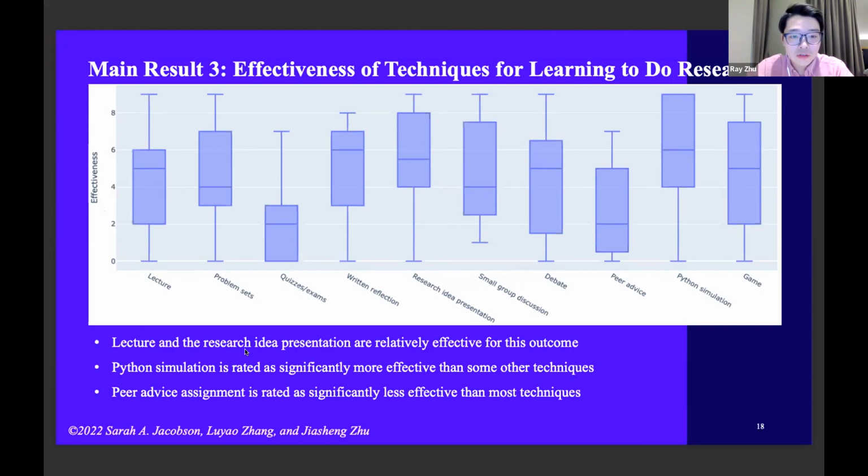Python simulation is rated as significantly more effective than some other techniques. This is very interesting because Python is still not often included in economic education, but in this research, we found it is significantly more effective than many of the techniques. We also found that peer-advised assignment is rated as significantly less effective than most techniques.